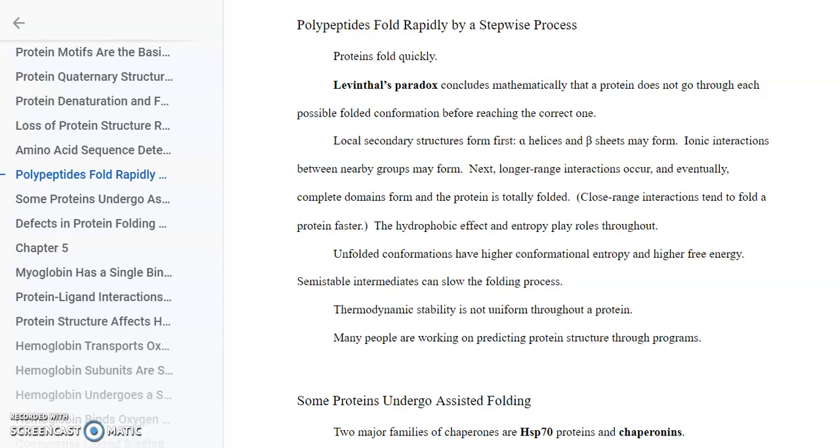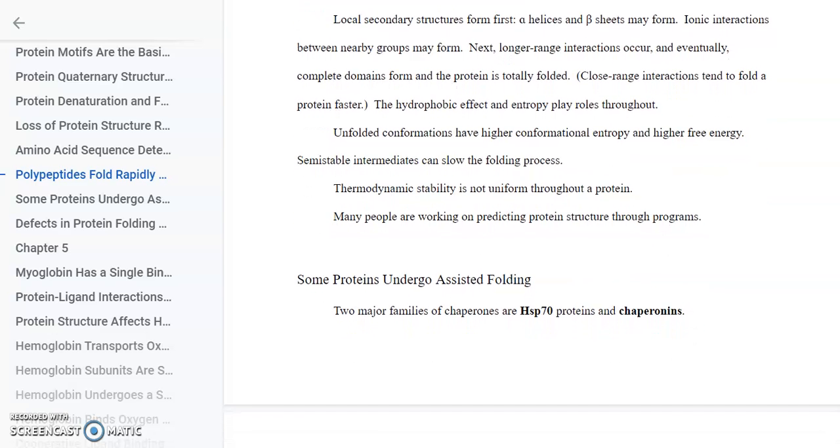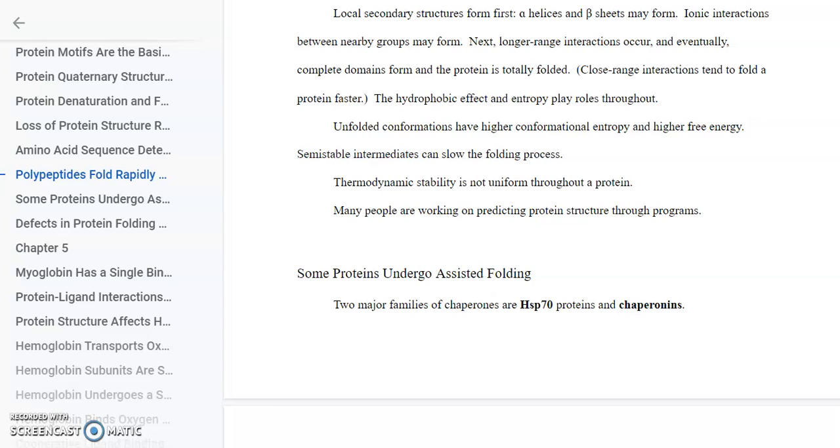Local secondary structures form first. Alpha helices and beta sheets may form. Ionic interactions between nearby groups may form. Next, longer range interactions occur, and eventually complete domains form and the protein is totally folded. Close range interactions tend to fold a protein faster. The hydrophobic effect and entropy play roles throughout.